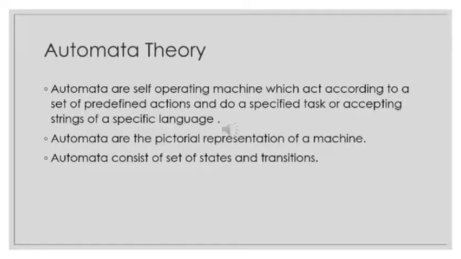Or the pictorial representation of a machine. If you represent a machine in the form of a picture, that is called automata. So the automata consists of a set of states and transitions. We can also define automata as self-operating machines which act according to a set of predefined actions. So it is a self-operating machine, which operates itself based on the set of predefined actions.